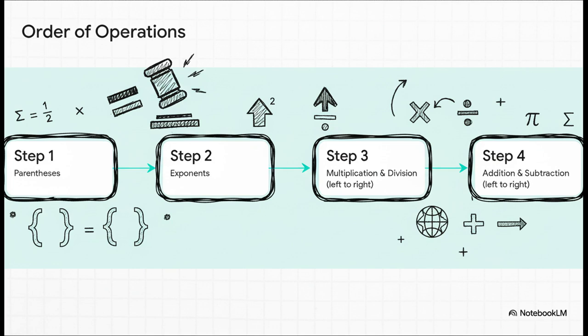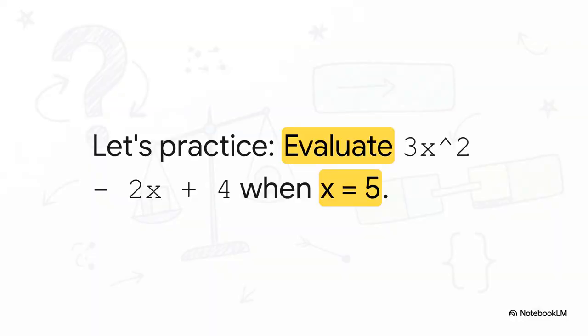It's the universal set of rules that make sure that every single person on the planet reads an expression the exact same way and gets the exact same answer. It's what makes this a truly universal language. So let's put it into practice. When you hear the word evaluate an expression, it just means find its final number value.